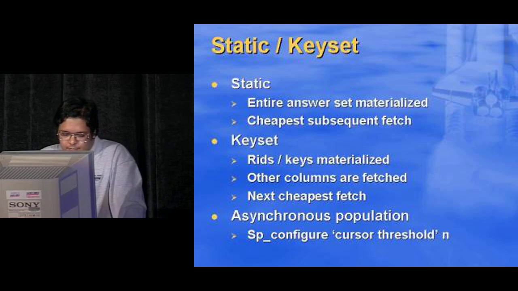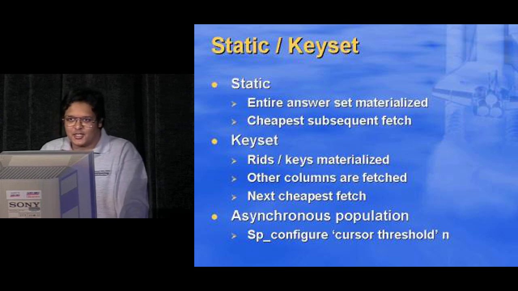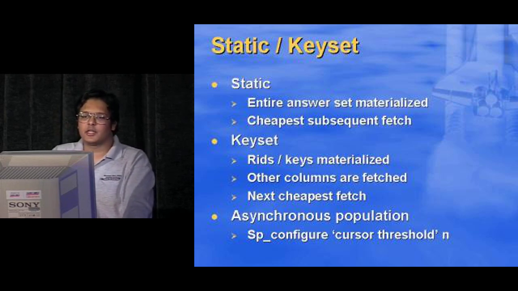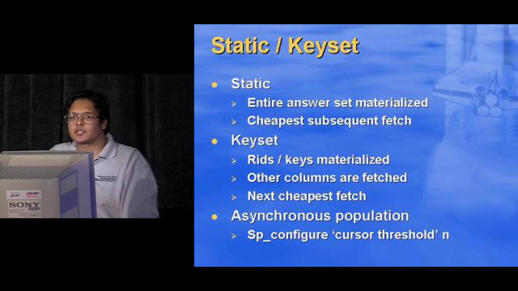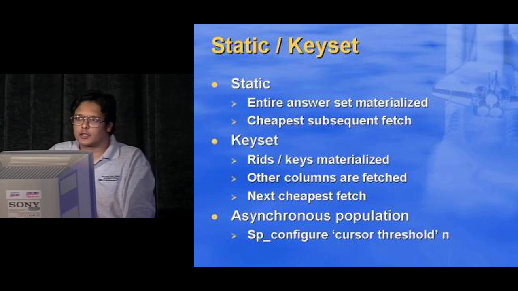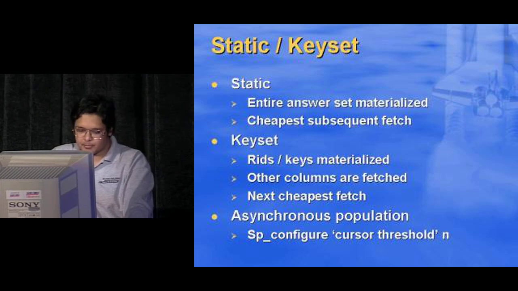So what really is the difference in performance between the cursor types? Well, between static and keyset cursors, static cursors are going to materialize the entire answer set, but it's there on disk, so it's going to be the cheapest subsequent fetch. With keysets, the open will be faster because all you're populating are the index keys, but it'll be the next cheapest fetch because it does have to match up the index keys with other columns in the query. Dynamic fetches are generally more expensive as the original select condition continues to need to be applied.